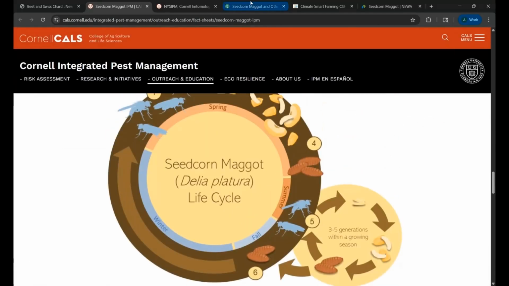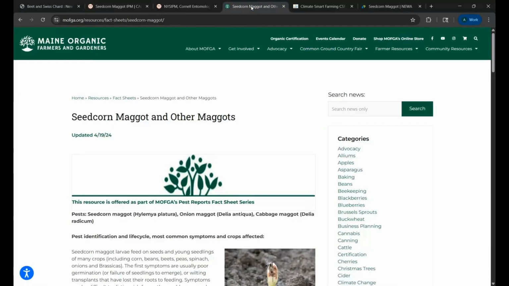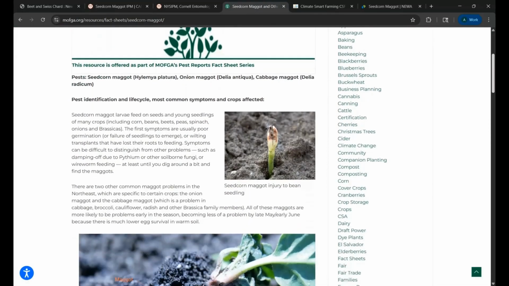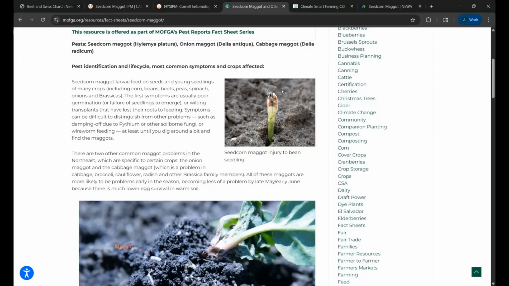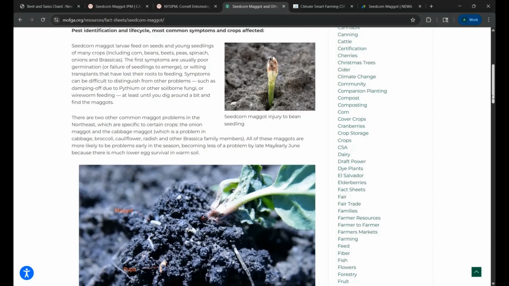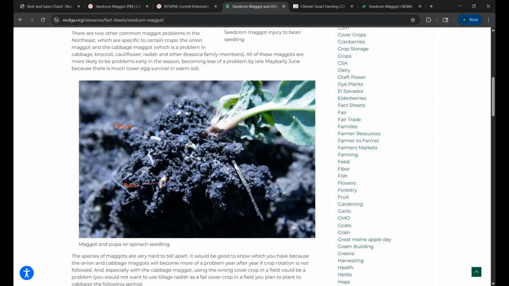I have a nice fact sheet from Maine Organic Farmers and Gardeners. There's some pictures here about what damage can look like. So here's some seed corn maggot injury to bean. Now this damage probably happened when this little cotyledon stage was in the seed. So cotyledons, those little baby leaves, they are already formed in the seed and they just pop out, right? So this damage probably happened while that was a seed. And then, if you have some stunted plants, they're not doing well, and you pull them up and you find these little white maggots in the roots.